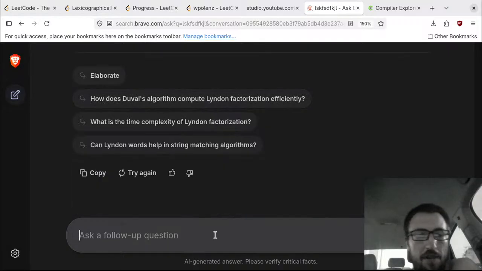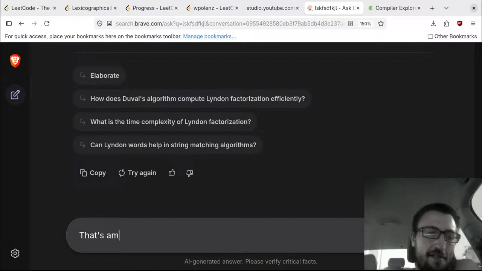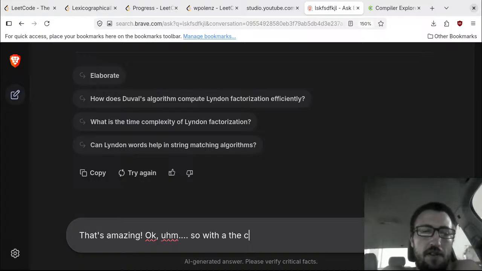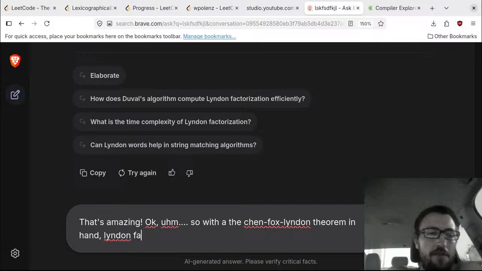That's amazing. So with the Chen-Fox-Lyndon theorem in hand, Lyndon factorization is actually rather straightforward.